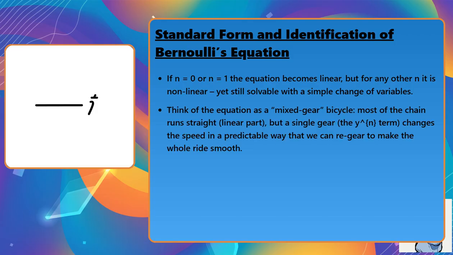Think of the equation as a mixed-gear bicycle. Most of the chain runs straight, the linear part, but a single gear, the y to the n term, changes the speed in a predictable way that we can re-gear to make the whole ride smooth.